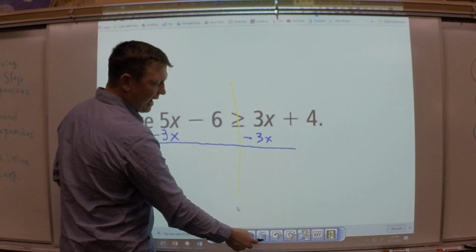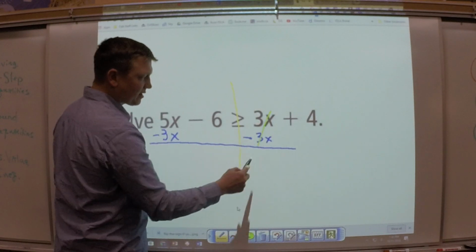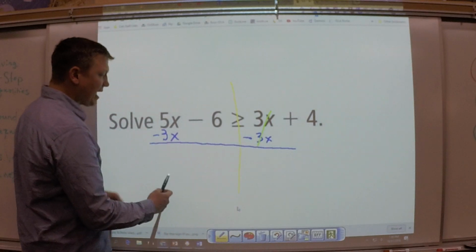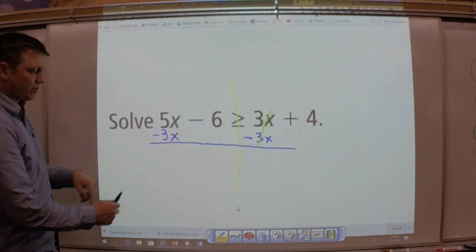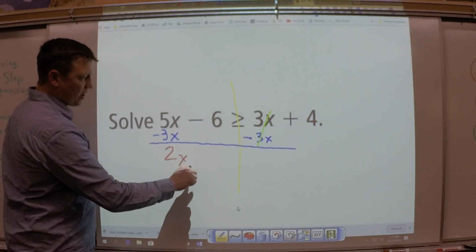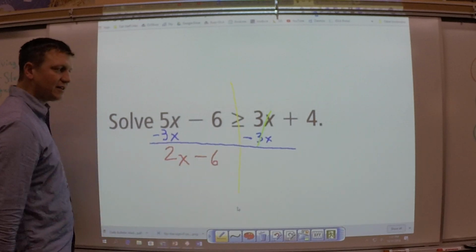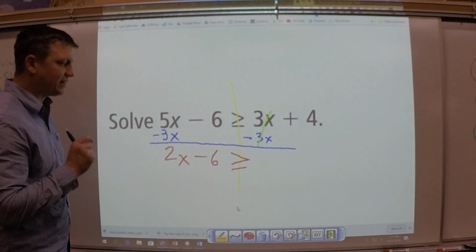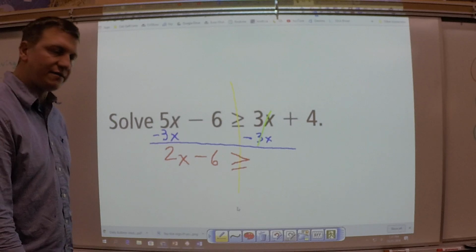3x minus 3x will cancel out and go away, so I like to cross those out because they turn into 0. Then I like to rewrite it, and I'm going to write 5 minus 3 is now 2x. 2x minus 6 is still left on this side, and then I write down my inequality. It does not flip because I did not multiply or divide by a negative number.